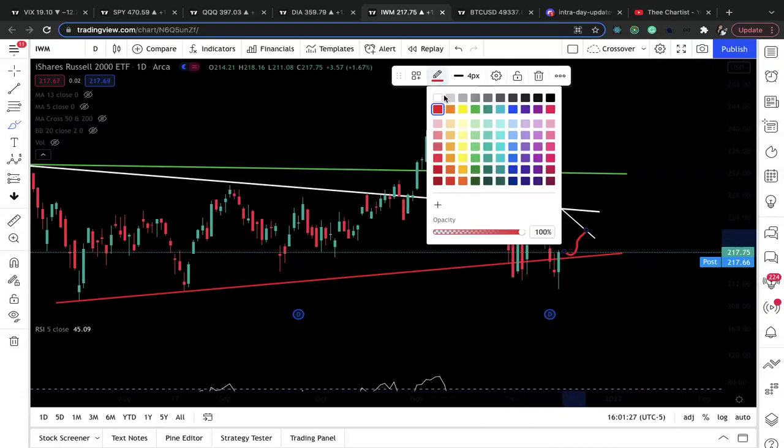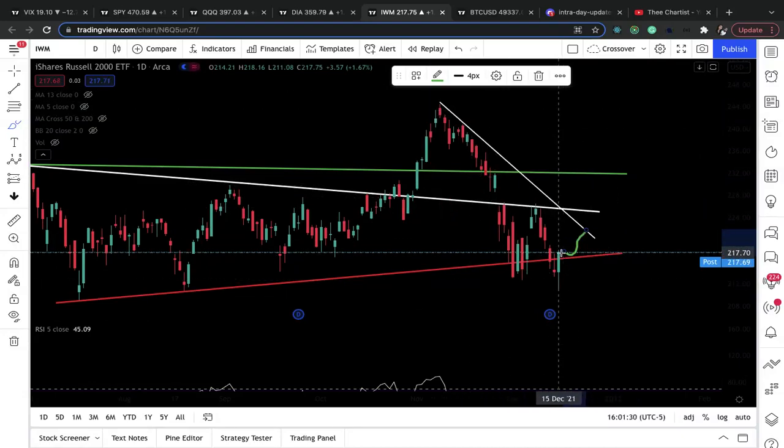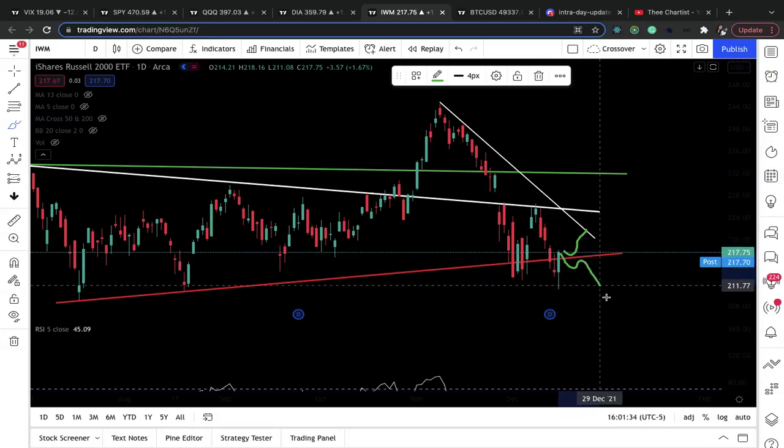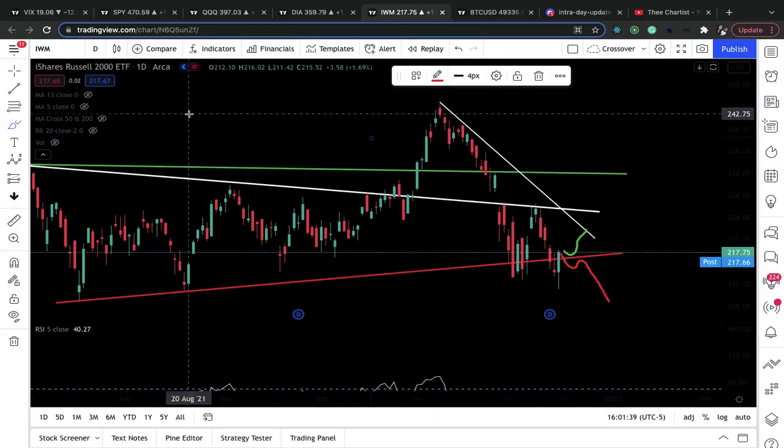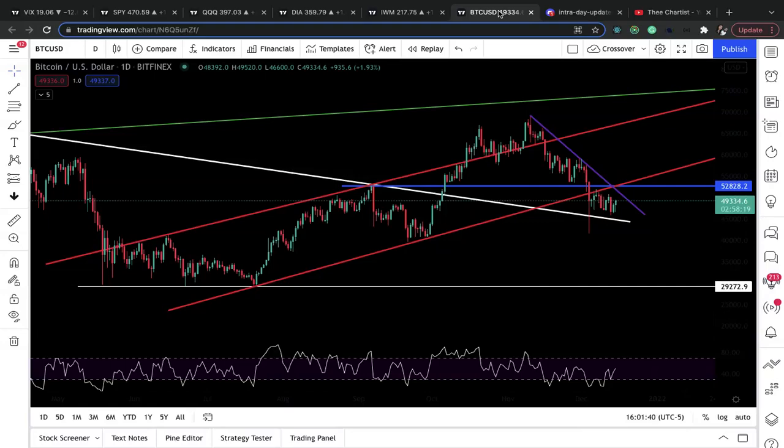Obviously, if it goes back down, because market makers can do this, retest and treat as resistance, that is my bearish scenario. Okay, guys, that's for IWM.